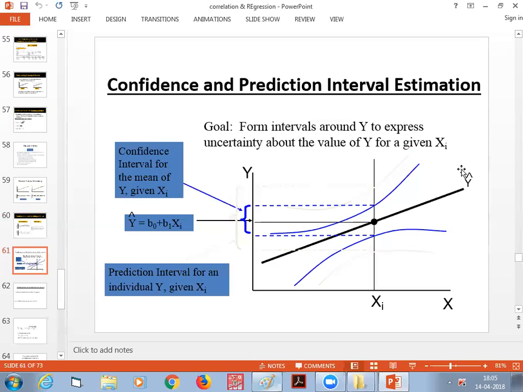Then what about the prediction interval for an individual y given xi? See the difference. This gives the average interval for a mean value of y, that means for the average value of y. For example, in our case, demand and price. Y is demand. Average demand interval. So the average demand may be this to this one. That is called a confidence interval for the mean of y.